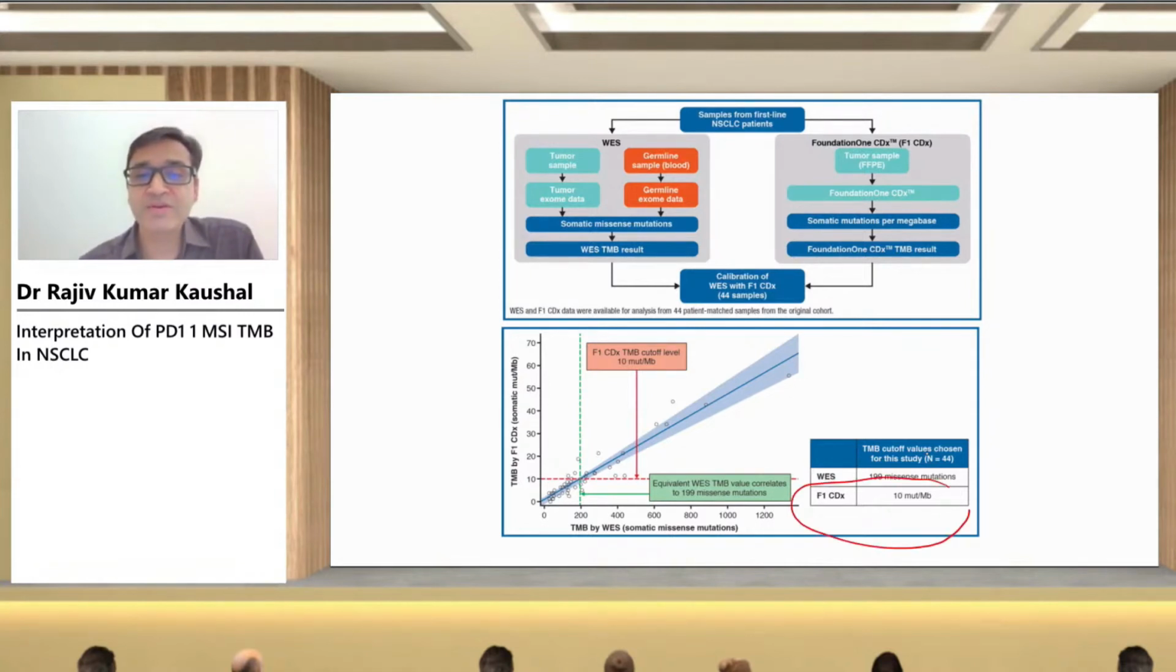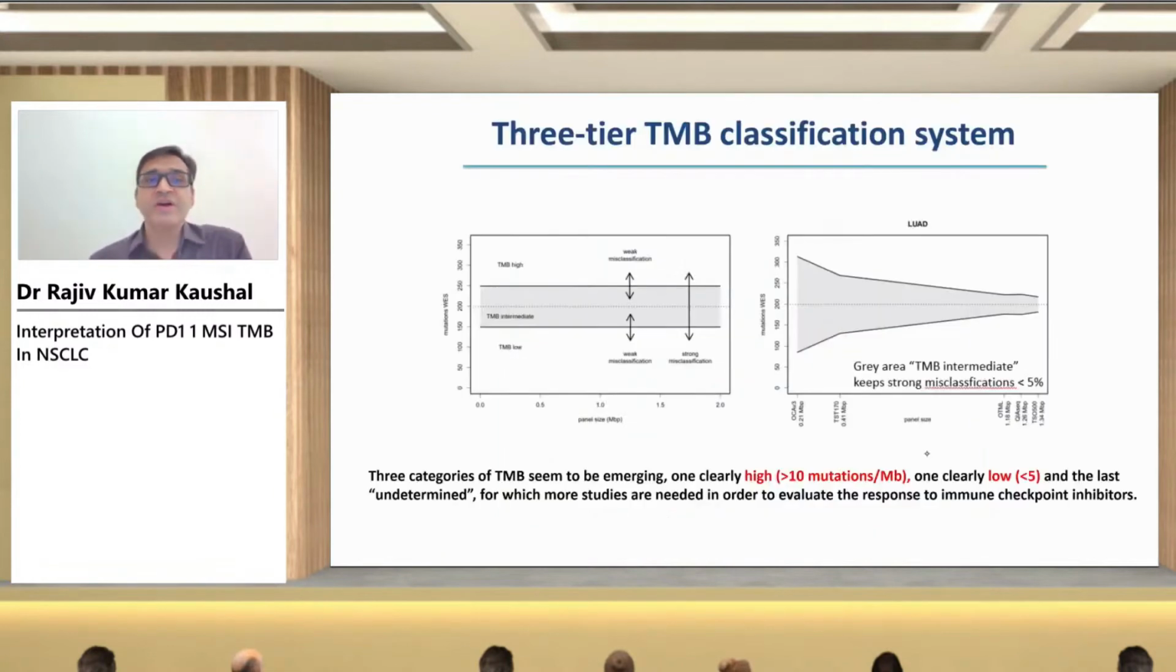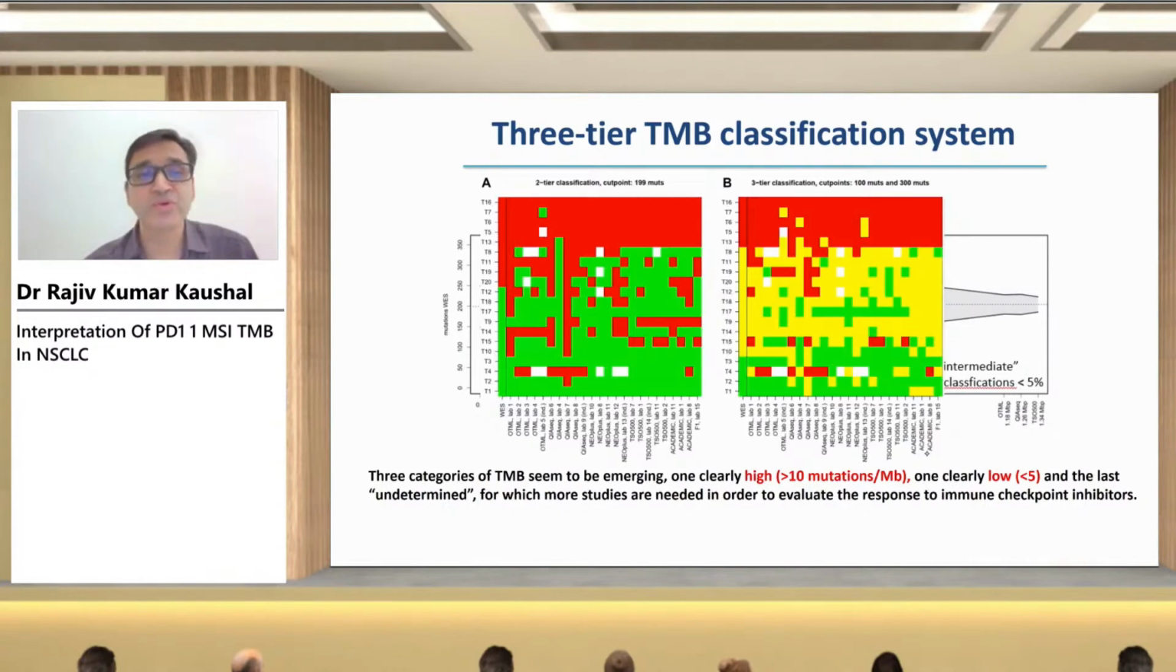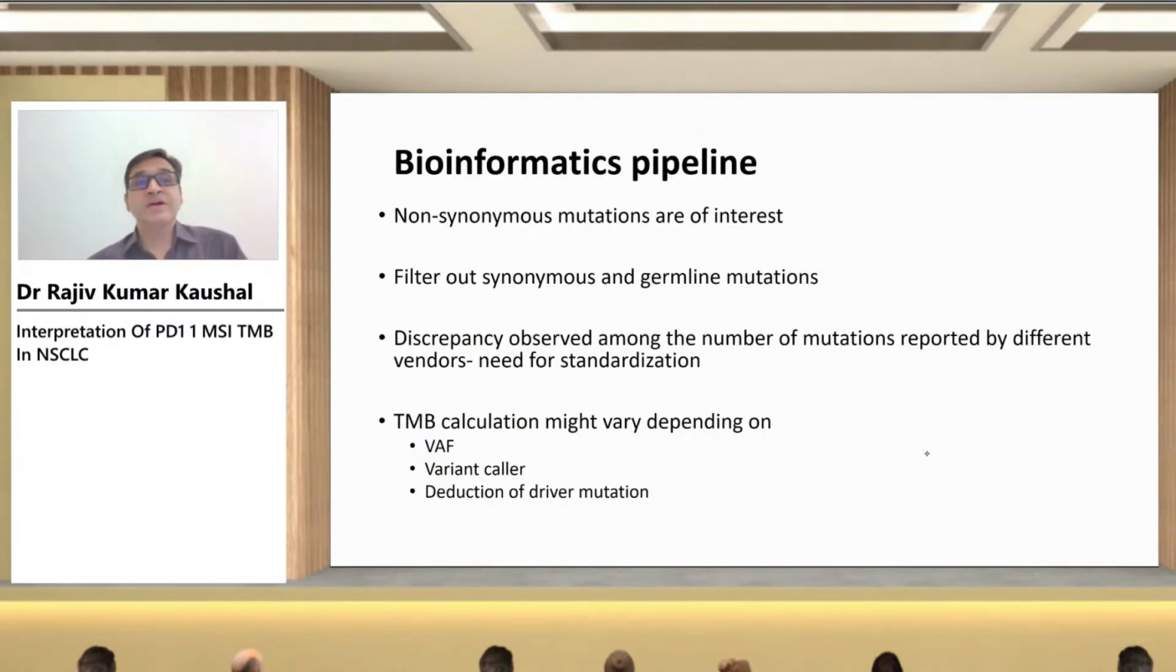For the Foundation Medicine panel, the TMB cutoff used is 10, so that is quite widely used. So you can use either more than 10 or less than 10 as high or low in a 2-tier system, or some researchers also propose that we can use a 3-tier system for evaluation of the TMB. That might be more reliable.